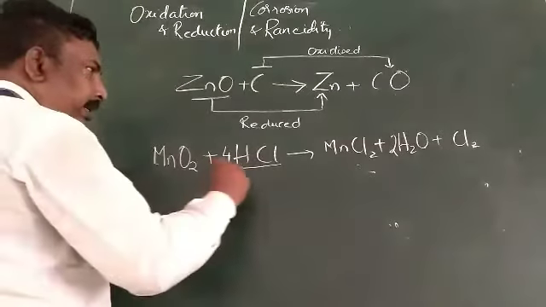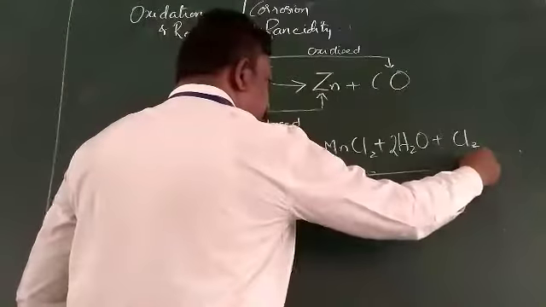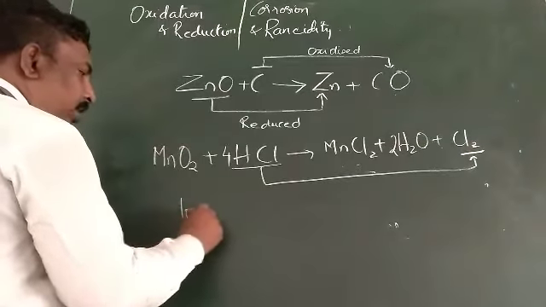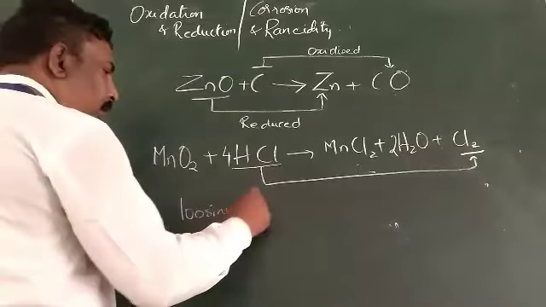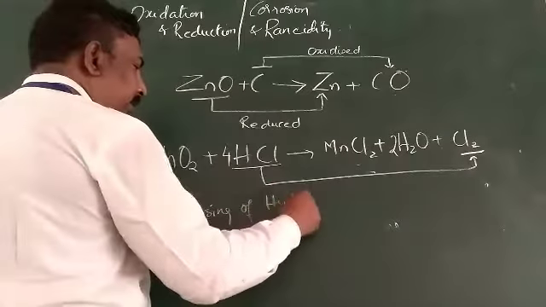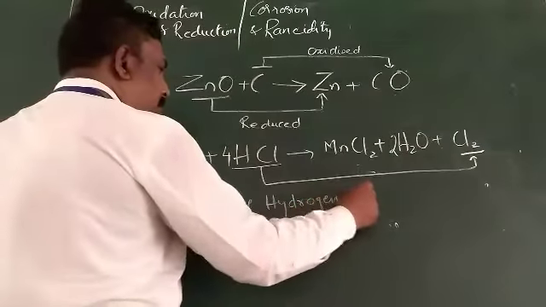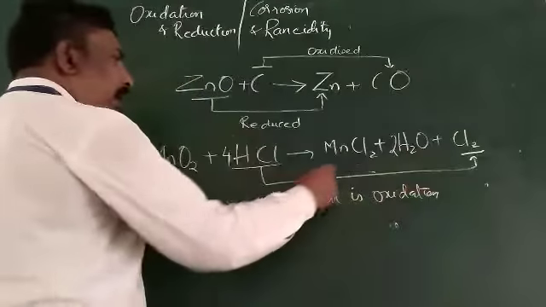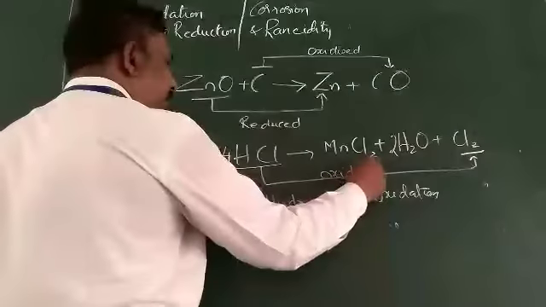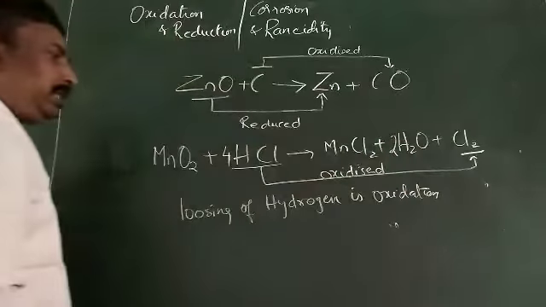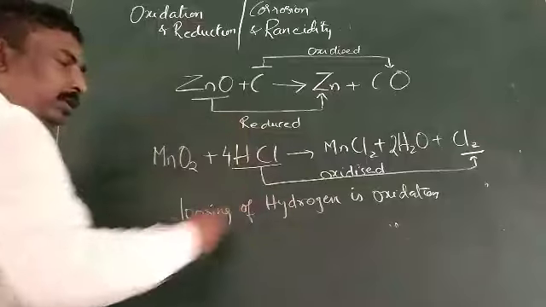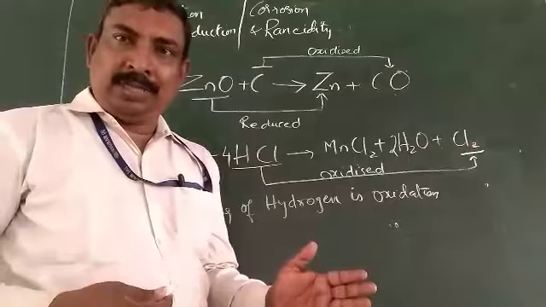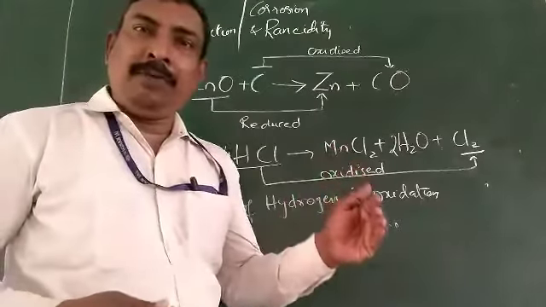Hydrogen chloride has lost hydrogen. Addition of oxygen or losing of hydrogen is also called oxidation. So I can call this one oxidized. Why is it oxidized? Because hydrogen has been lost. So what is the oxidation definition now? Addition of oxygen or removal of hydrogen.